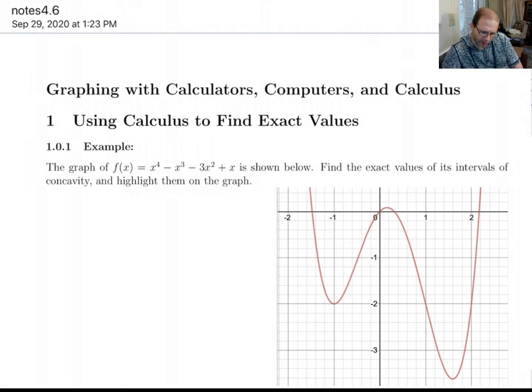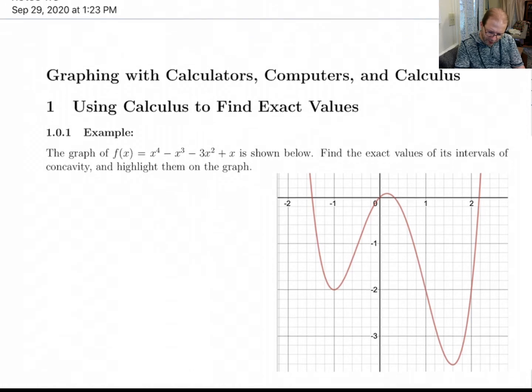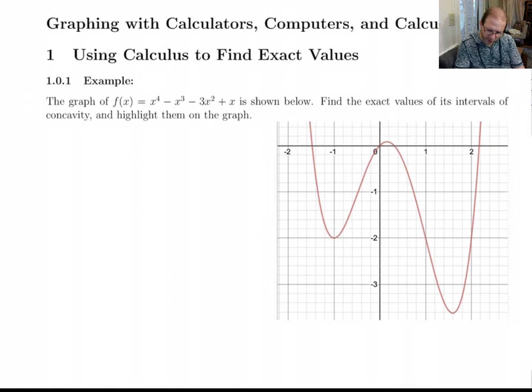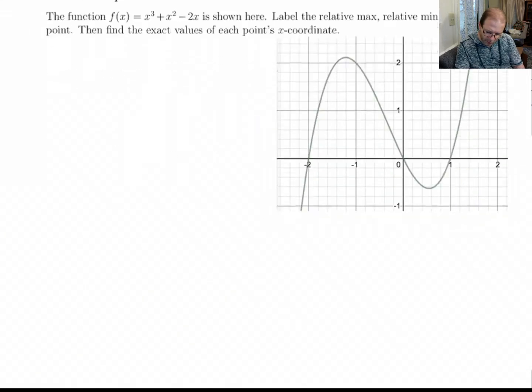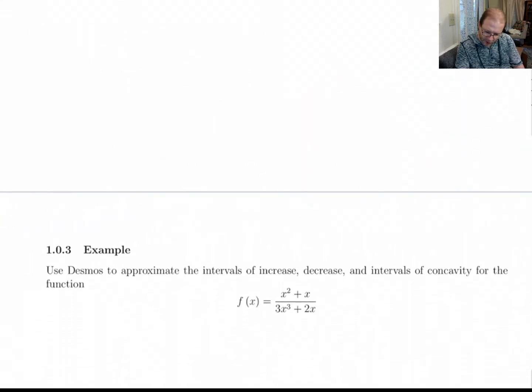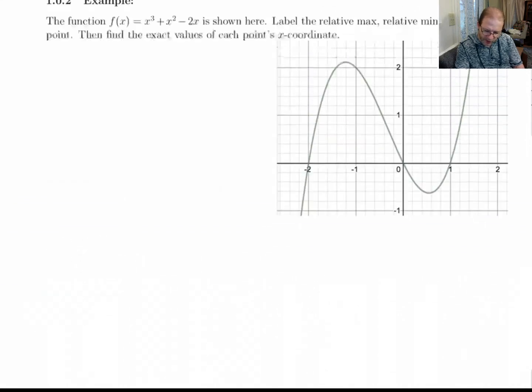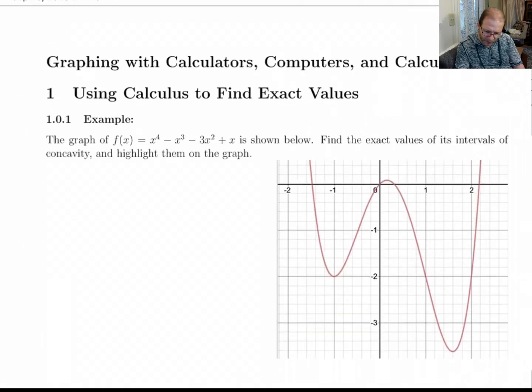Well, today it's more important to be able to graph it on a computer and then be able to go in and find all of the relevant information. So what I want to do is just a few examples where we use a computer to give us a graph, and then we'll use calculus to find the exact values. I've also got an example at the end where we're going to do some approximations using Desmos. So let's look at this one.